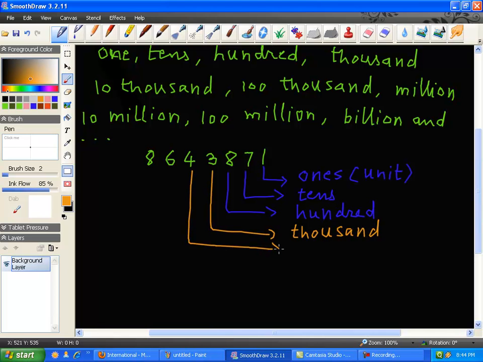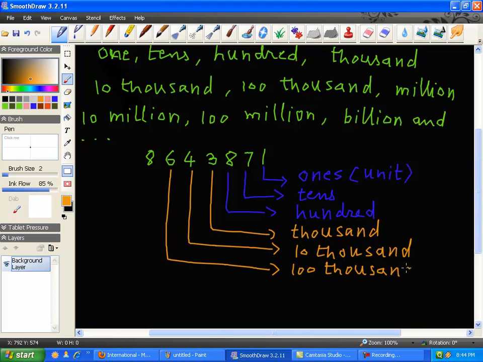4 is at 10,000 place. 6 is at 100,000 place. 8 is at million place.